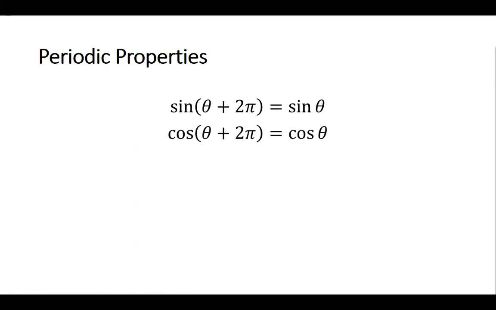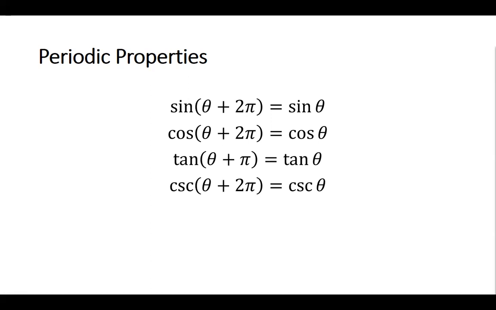Cosine is the same, that it will cycle every 2 pi. So cosine of theta plus 2 pi is equal to cosine theta. Tangent has a period of pi. Now, that is the fundamental period. Remember I said that if you take multiples of it, those will also give you a period. They're just not the fundamental period. And we will find at times that it's easier to treat tangent as if it had a period of 2 pi. So we'll go through 2 full cycles in one period to allow us to do calculations. But tangent of theta plus pi is equal to tangent theta.